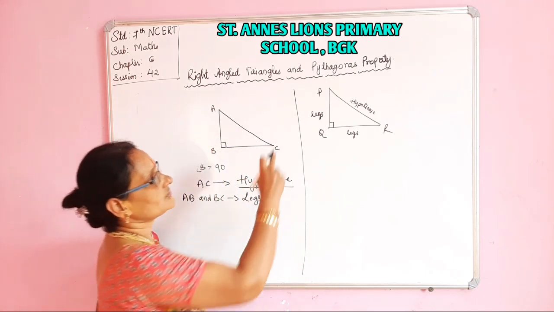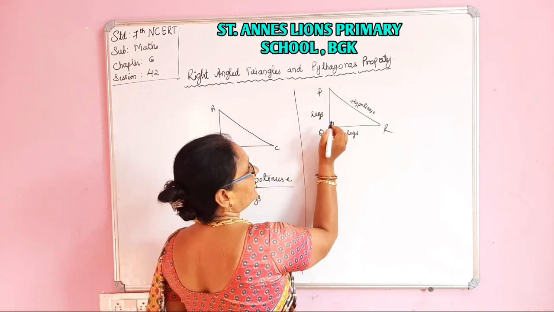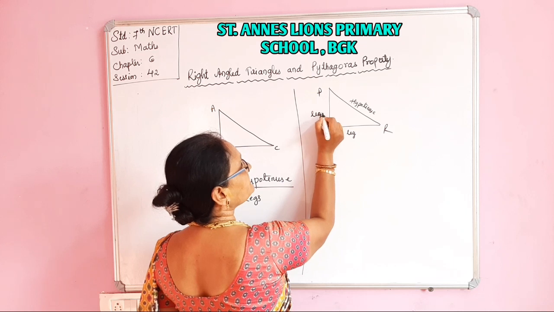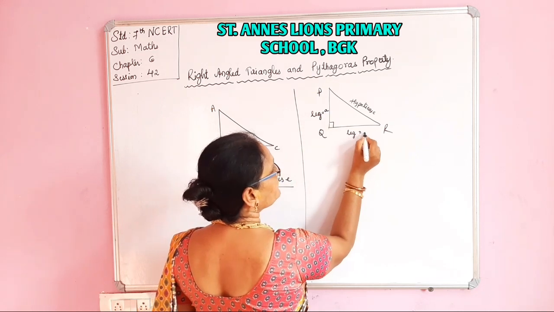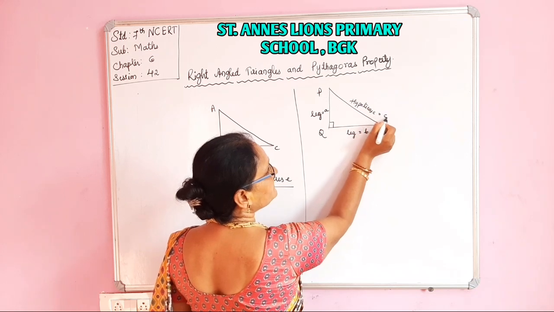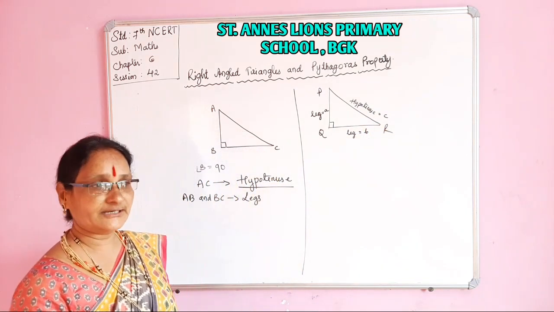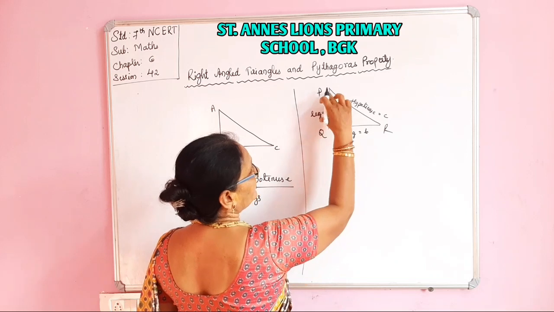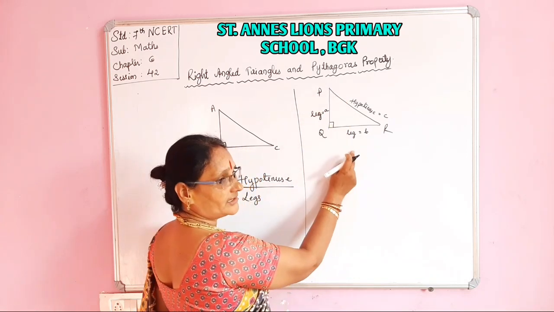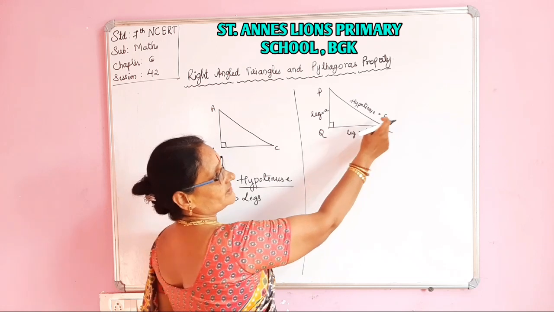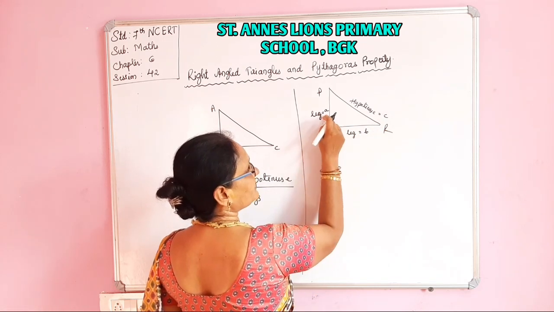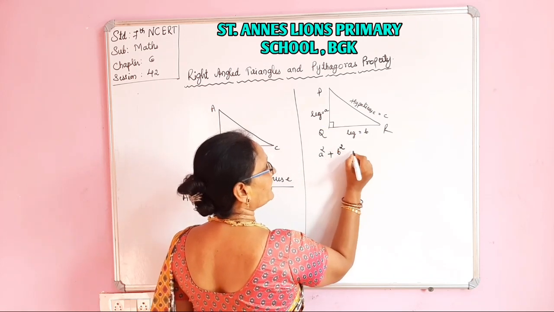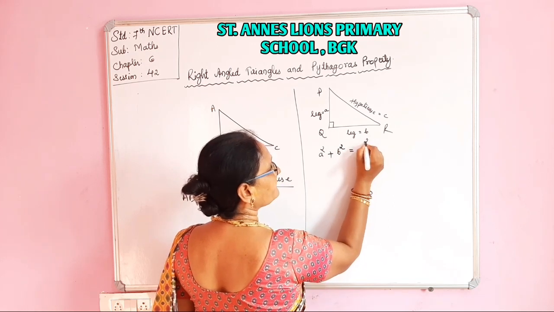Now suppose this is one leg, this is another leg. If this leg is A and this leg is B, and suppose the hypotenuse is C, there is one relation. That relation or property is very important; that is the Pythagoras property. See here, the square of the legs of the right angled triangle is equal to the square of the hypotenuse. That is, the first leg A squared plus the second leg B squared is always equal to C squared.